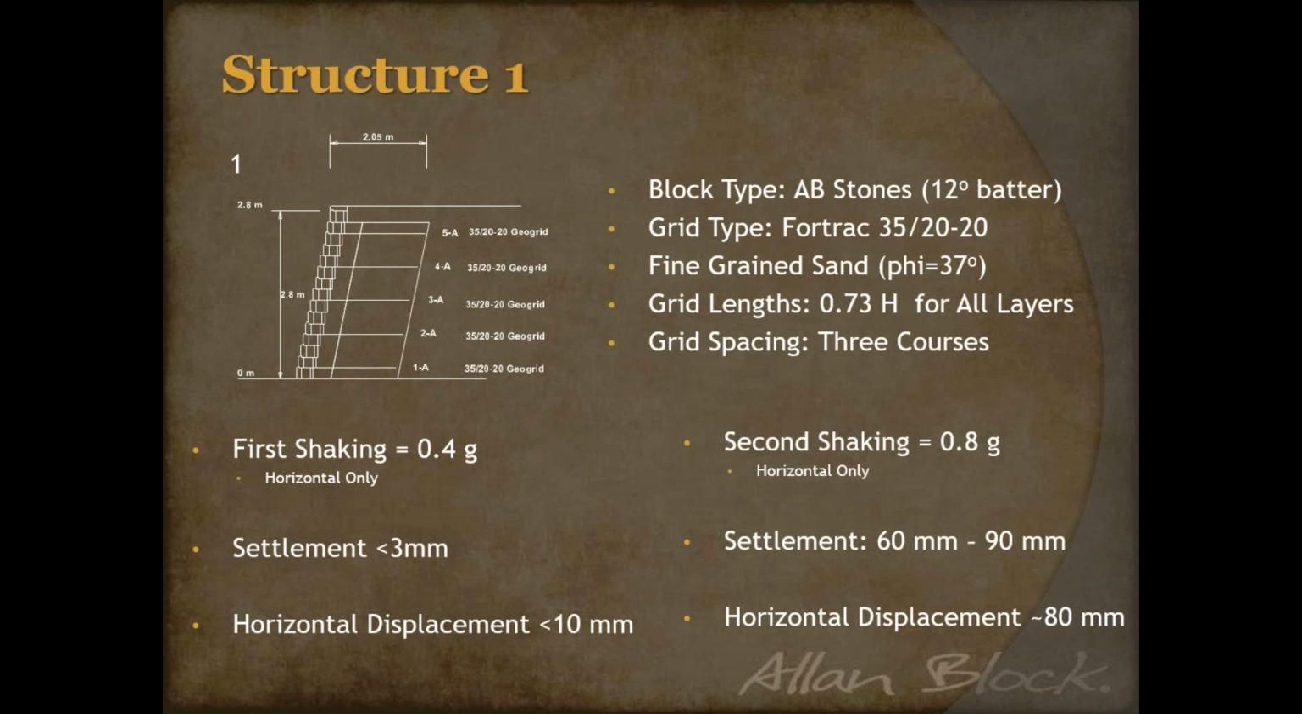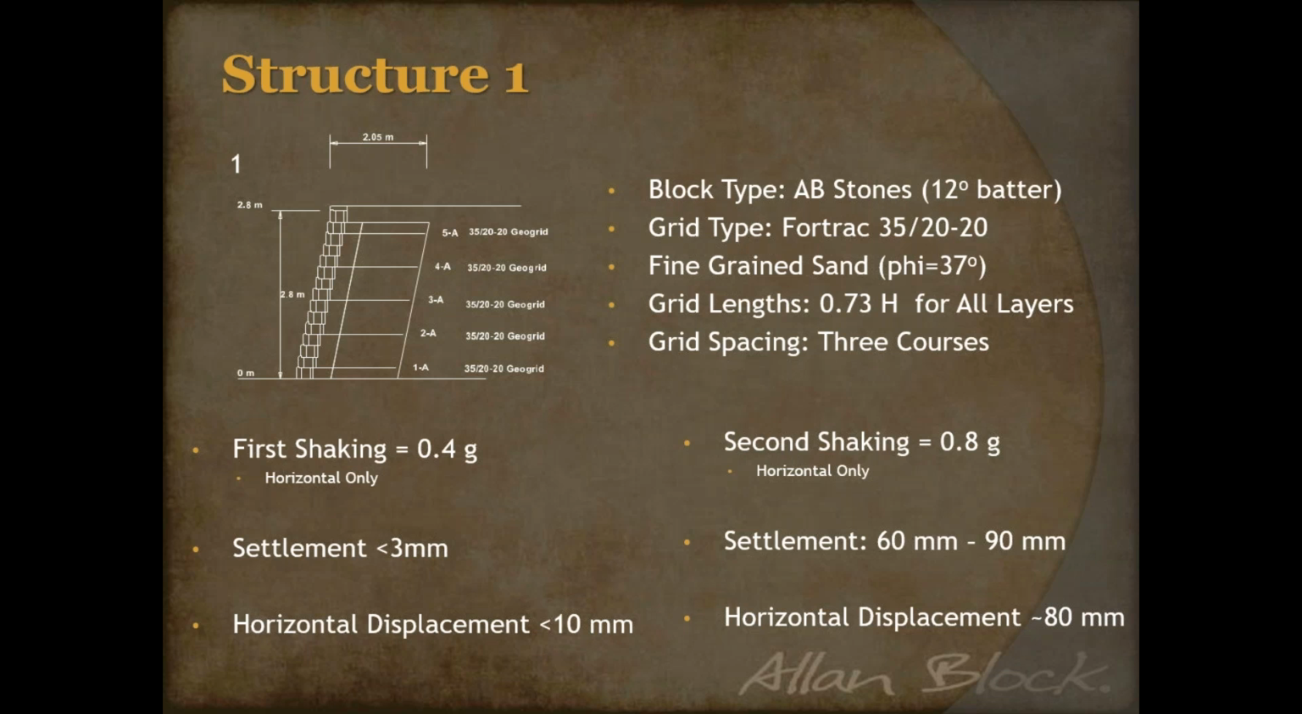Now we get into the second shaking, because like all researchers, we want to stress the system a little bit. So we went to 0.8 G, because now you're getting close to that 7.2 on the Richter scale, similar to what the Kobe earthquake was. And so again, just that horizontal movement. Notice the settlement here, 60 to 90 millimeters, over 80 millimeters of horizontal displacement. So we've got some major movement.